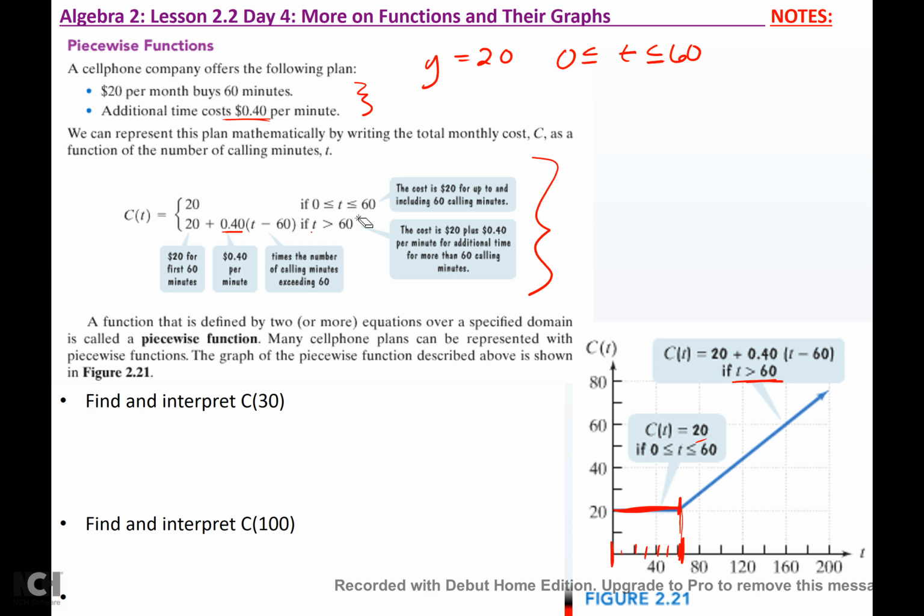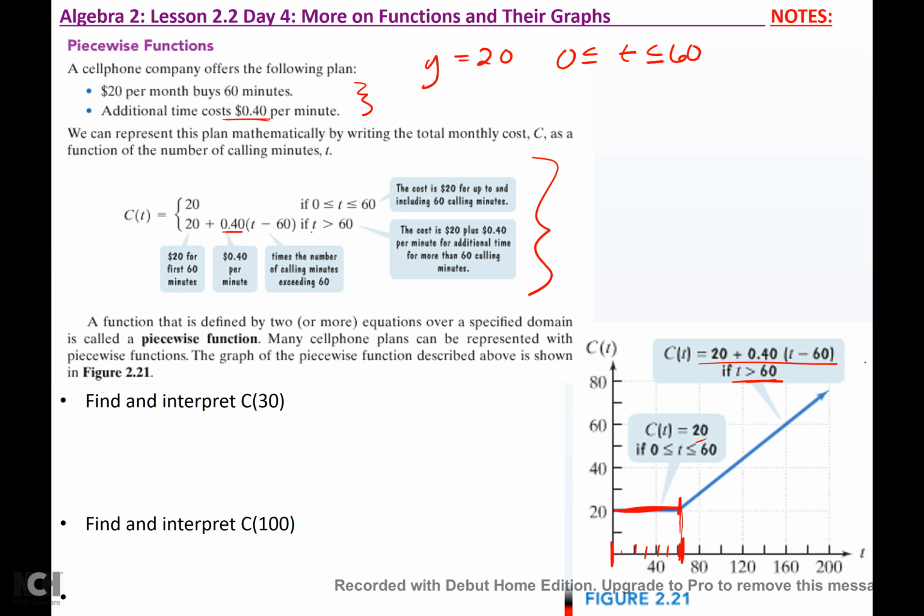Okay, so they wrote it for us. They even graphed it for us. So if I graphed this, it's going to have this slope from here. It's going to have this slope of 0.40. So it's going to go up 40 and over 100, if you will. And that's the slope of this line.